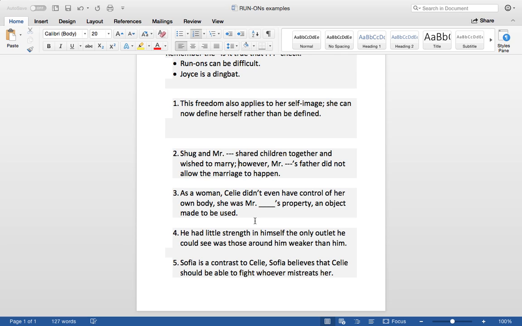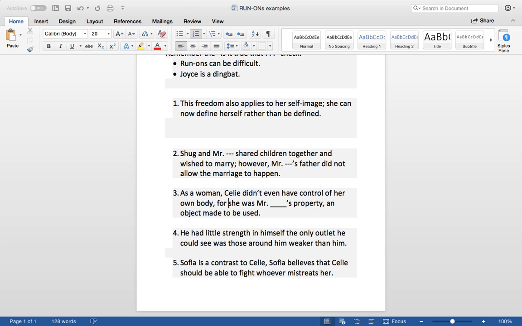Okay, as a woman, Celie didn't even have control of her own body. She was Mister's property, an object made to be used. Here is one that you could fix with a fanboy. The one that makes sense here is "and". As a woman, Celie didn't have control of her own body, and she was Mister's property, an object made to be used.